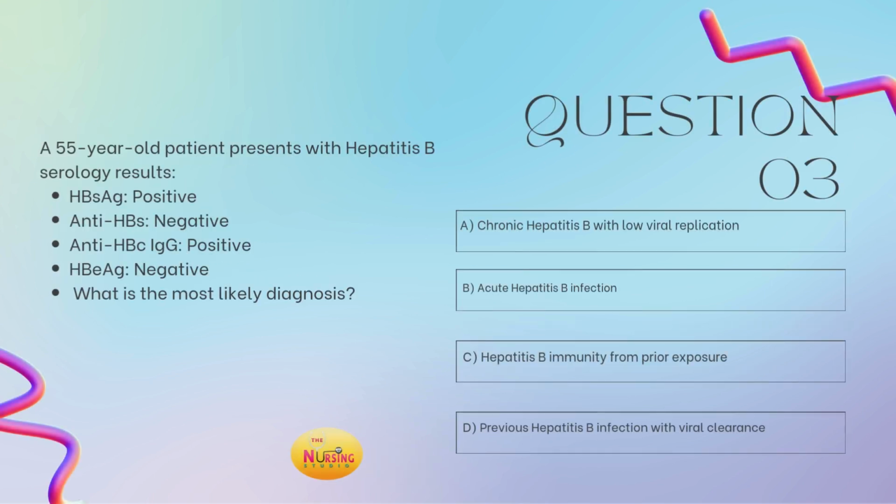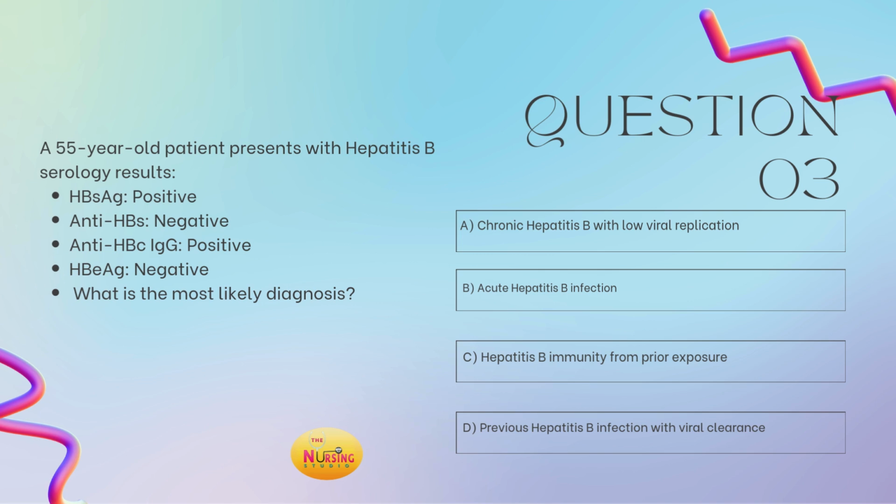And question number 3. A 55-year-old patient presents with hepatitis B serology results. The HBsAg is positive. The anti-HBs is negative. The anti-HBc IgG is positive. And the HBeAg is negative. What is the most likely diagnosis? Is it A, chronic hepatitis B with low viral replication? B, acute hep B infection? C, hepatitis B immunity from prior exposure? Or D, previous hepatitis B infection with viral clearance? Take a moment and tell me what you got, you guys.